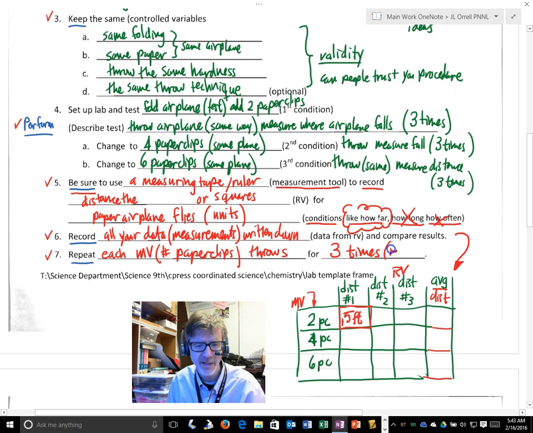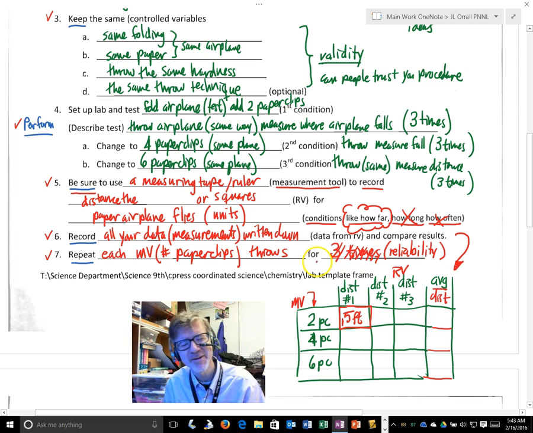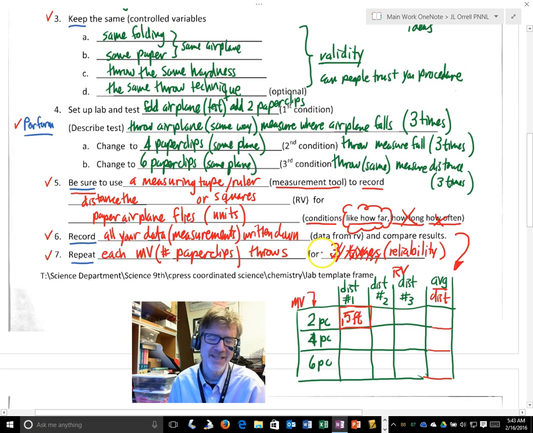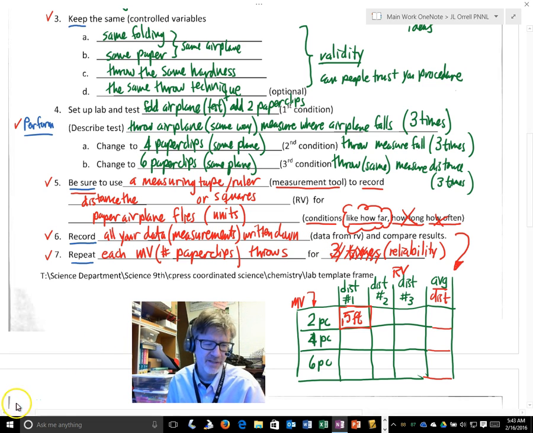We repeat for reliability. In other words, if someone was to repeat your experiment, it's actually not for 3 times, it's a repeat for reliability. Remember, if someone were to repeat your experiment, we want them to see the same results you got, to make the same conclusions that you made. So that's practice writing procedures.